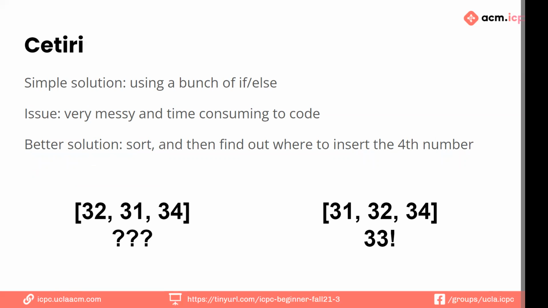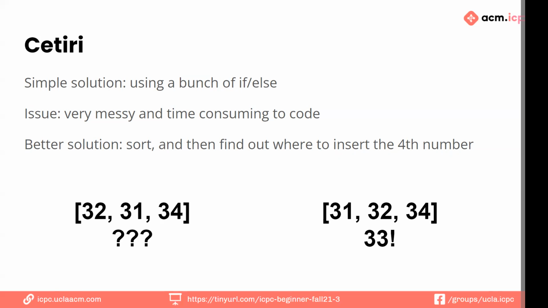Now, the solution to this issue is that you can sort the array. And once you've sorted the array, you immediately know which number is the first one, which number is the second one, and which number is going to be the third one or the fourth one. For example, let's take a look at this array, 32, 31, 34. Initially, it is very messy. But once you've sorted it, you'll see that the first number is 31, the second number is 32, and then the third number is 34.